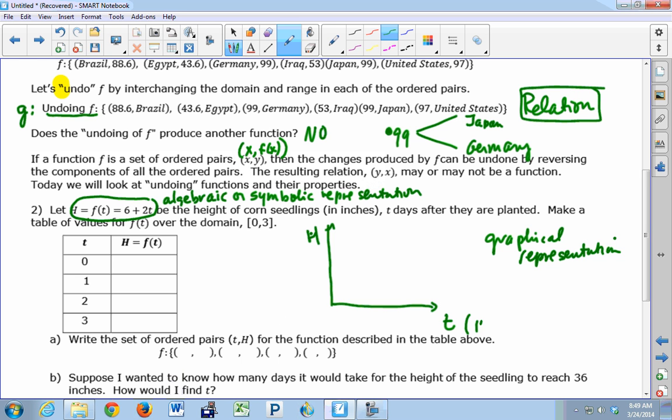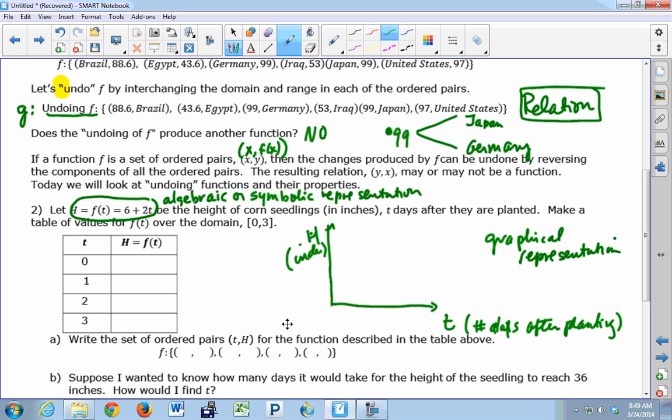So this is the number of days that have gone by after planting. And this is the height in inches. So if we look at our equation, where does this plant start? At what height? Let's see. Look at this equation right here. At time t equals 0, which is when you initially plant it, right? How high is the seedling?